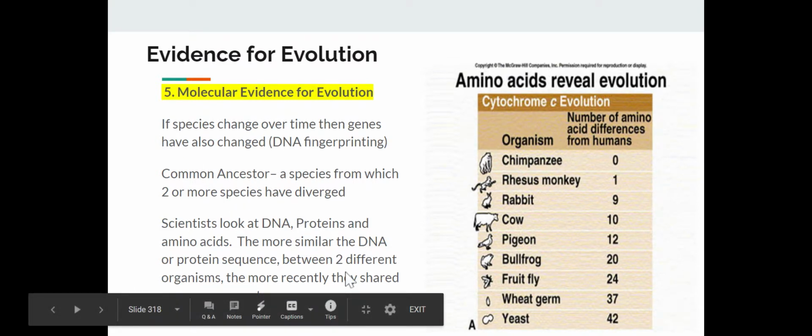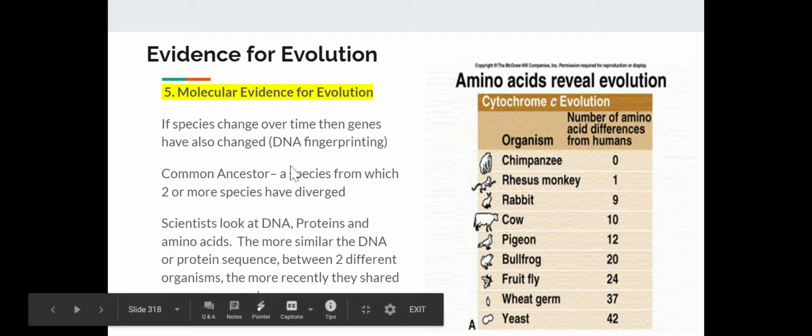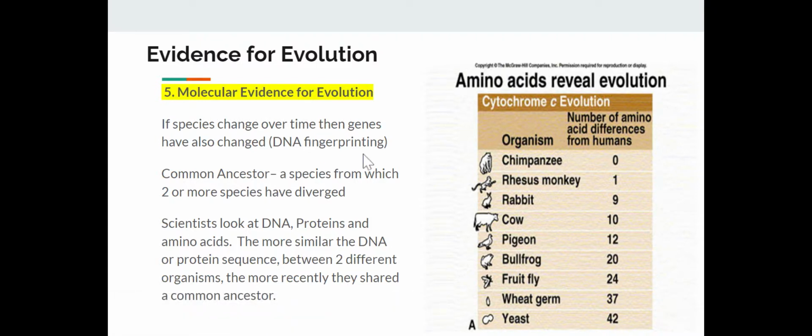We can also get molecular evidence for evolution. If a species changes over time, that means that their DNA changes as well, right? And a common ancestor is just a species from which two or more species have diverged. So scientists look at the DNA, the proteins, the amino acids, and the more similar the DNA or the protein or the amino acid, the more recently they shared a common ancestor.